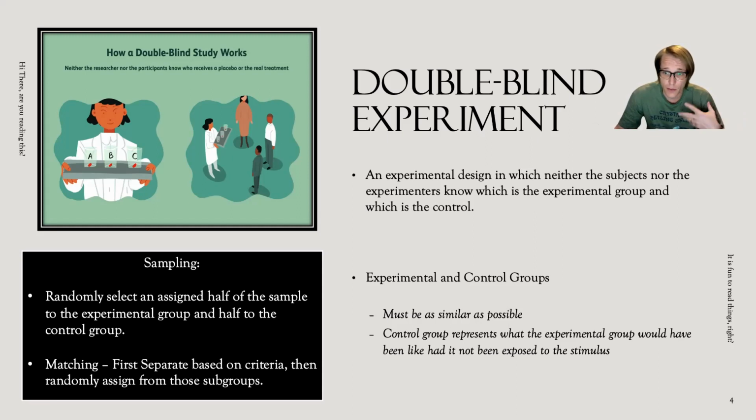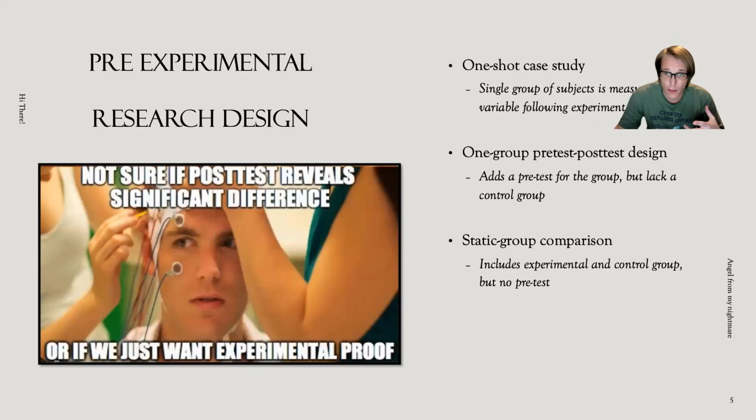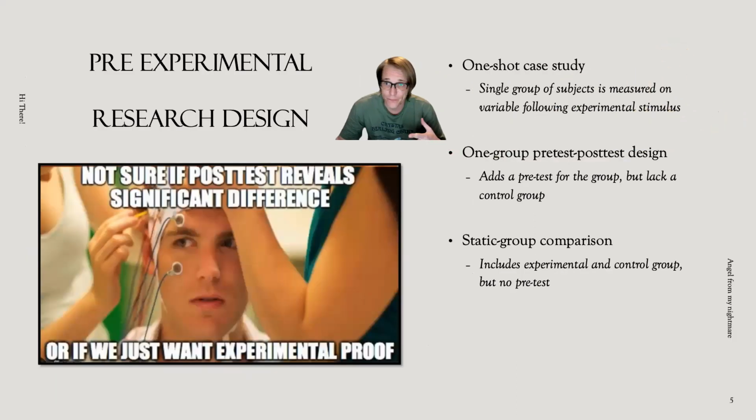So it's really important how we build these out, right? If we have a large enough group, we can simply randomize the subjects by numbering them and sending half to the control group and half to the experimental group. We could instead use the matching technique that can help to get more similarity between the two groups.